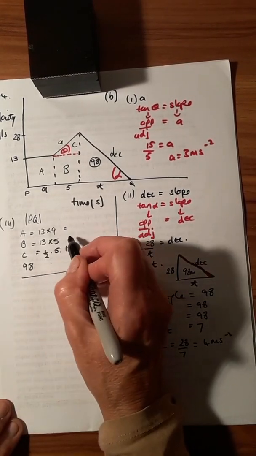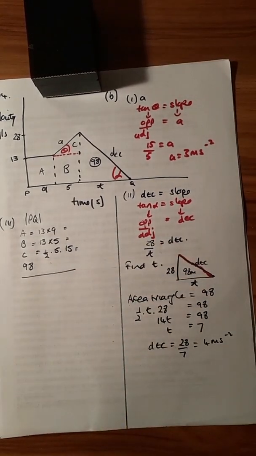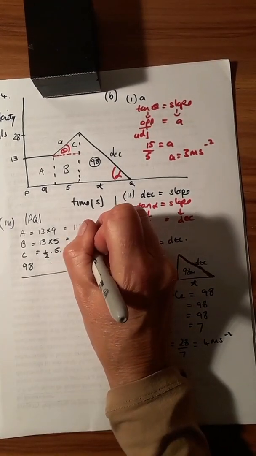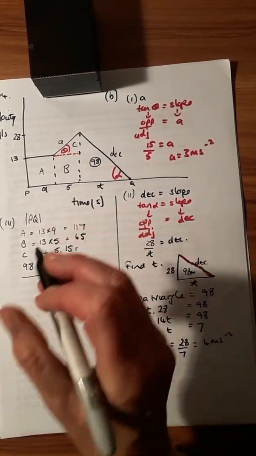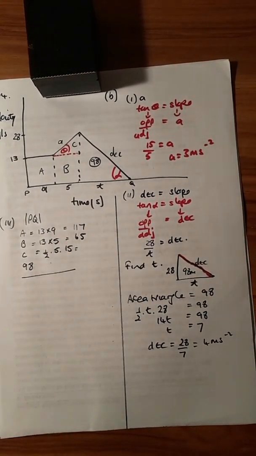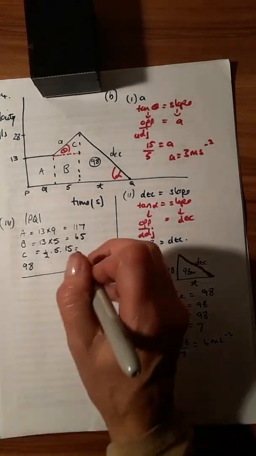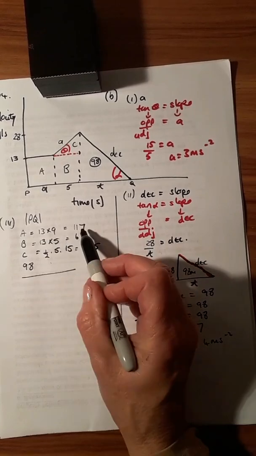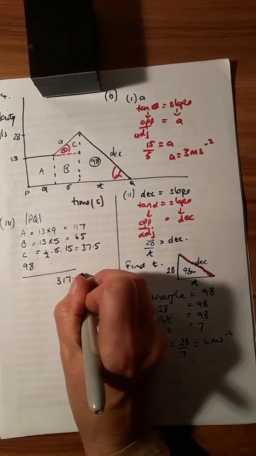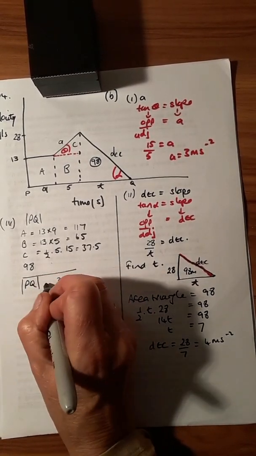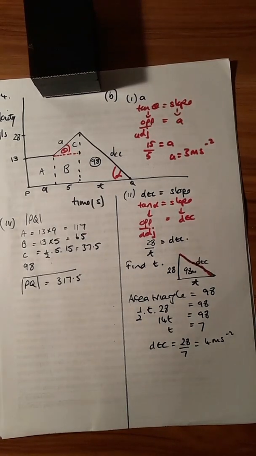So if I add all that up, what do I get? 13 by 9 gives me 117. 13 by 5 gives me 65. And 15 by 5 gives me 75, and a half of that will be 37.5. Then when I add those four numbers up, 37.5 plus 65 plus 117 plus 98, gives me a total distance of 317.5. So that distance from P to Q is 317.5.